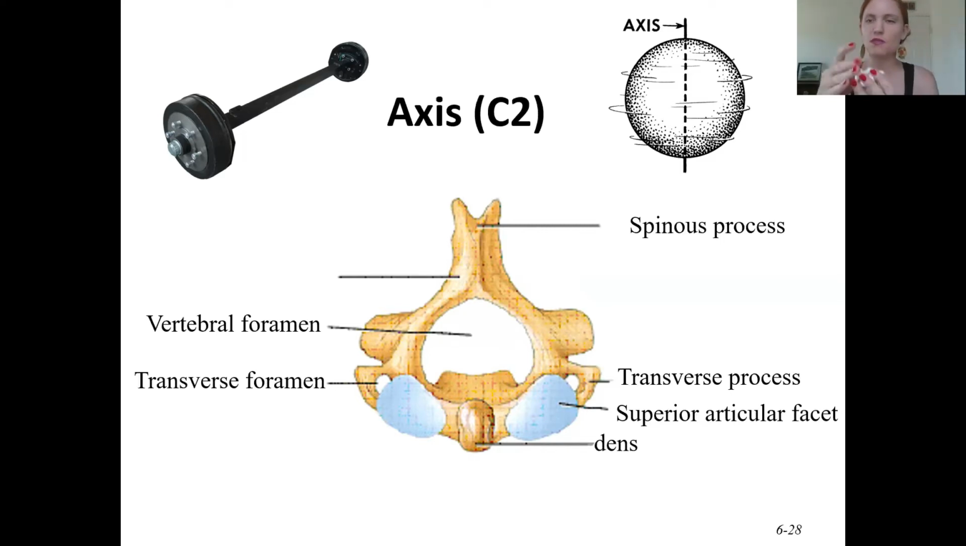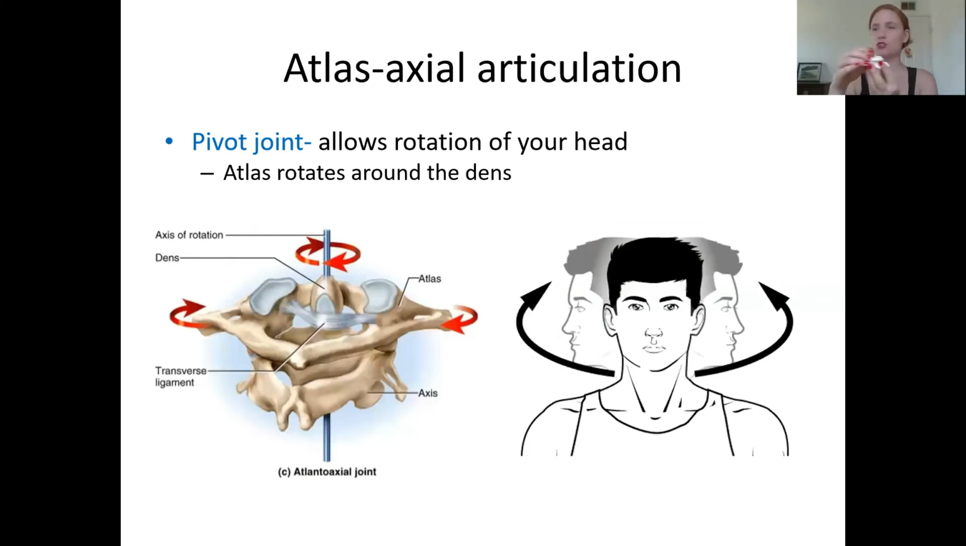When we put them together like this, here's the atlas there. Oh, I have it upside down. Here's the atlas there. When they articulate, this allows you to pivot. This structure that forms the axis is called the dens. This is the dens right here, just the part that sticks up. That's going to articulate with the internal structure on the atlas and allow you to have a pivot motion.